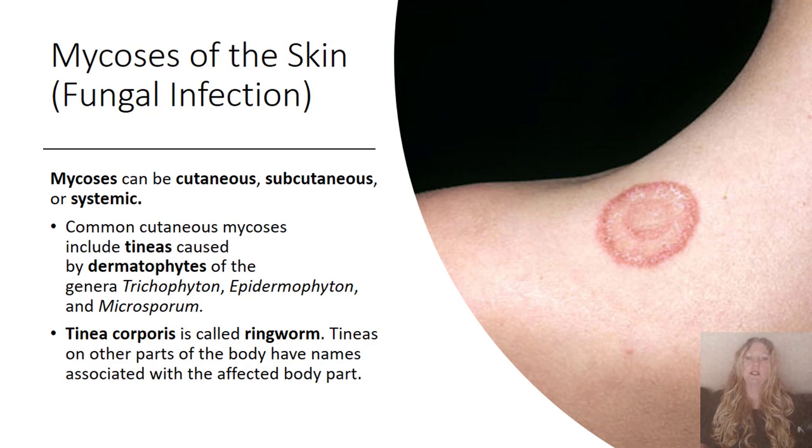We also have fungal infections of the skin that are called mycoses. Mycoses can be cutaneous, subcutaneous, or even systemic. Common cutaneous mycoses include tinea, caused by dermatophytes of the genera Trichophyton, Epidermophyton, and Microsporum. Tinea is called ringworm, but it's not a worm, it's a fungus. Tinea on other parts of the body have names associated with the affected body part.